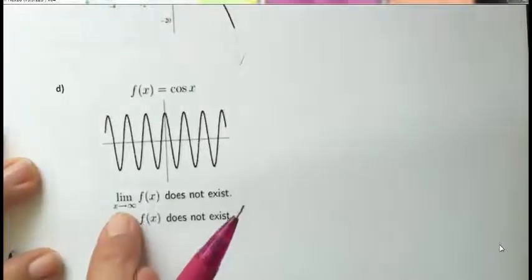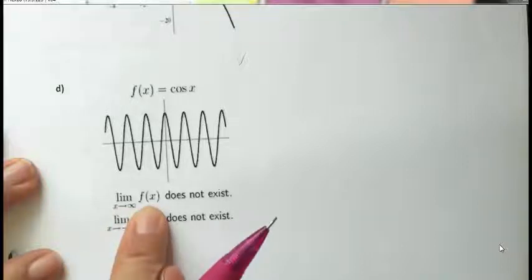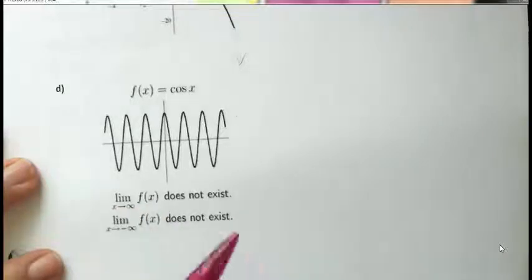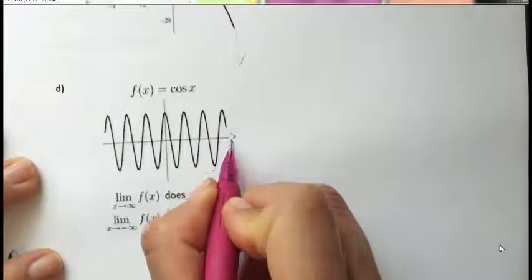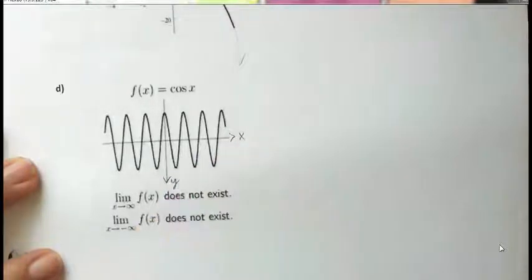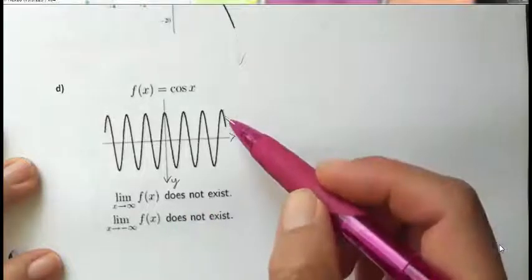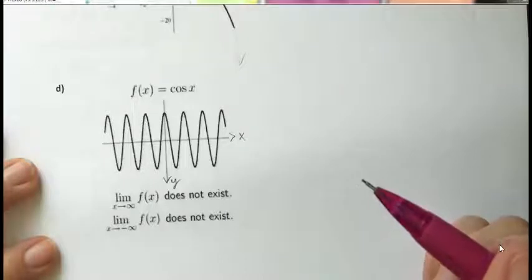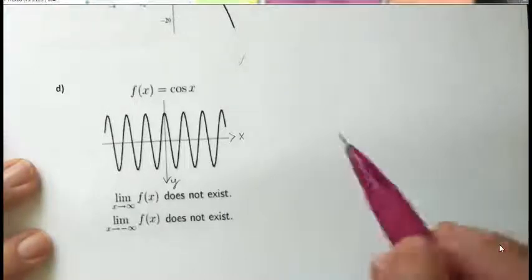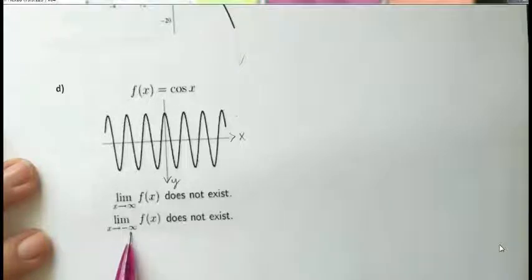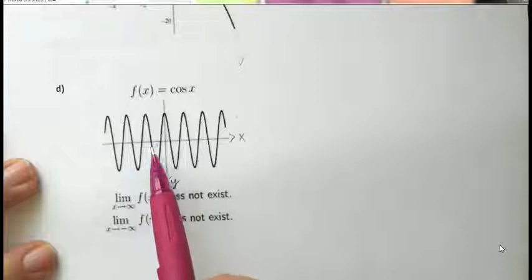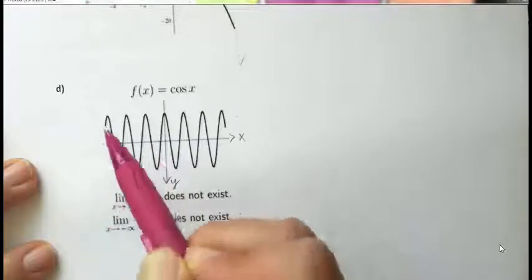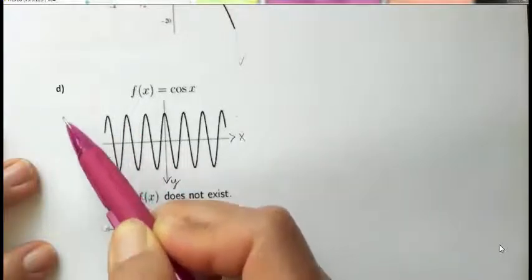So the limit as x approaches infinity, so as x gets really, really big, again, here's your x-axis, here's your y-axis. As x gets really, really big, the limit's not going to exist because it's never approaching just one number, just one output. And same as we go really, really small. So the limit as x goes to negative infinity of f of x also will not exist because as x gets really, really small, this thing just keeps oscillating exactly as it was.